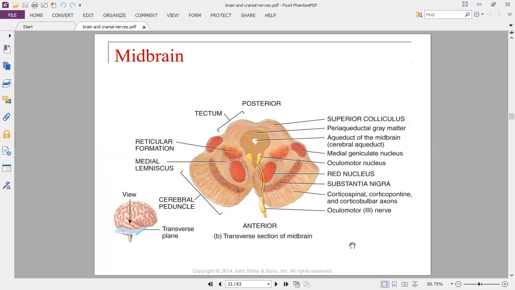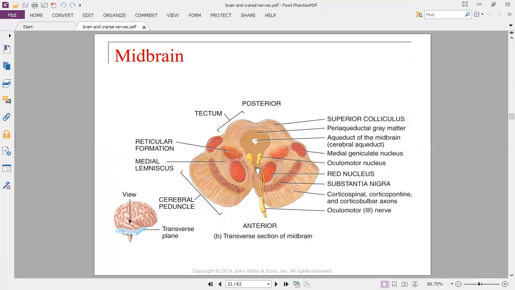You can see the midbrain here, posterior to anterior. There are two mounds called the superior colliculi. Then beyond the superior colliculi, this part is the tectum. Beneath it, you can see the red nuclei, and there is a medial geniculate nucleus here. Substantia nigra is present here as well, and you can see the oculomotor nerve passes from here. This is one cerebral peduncle here.